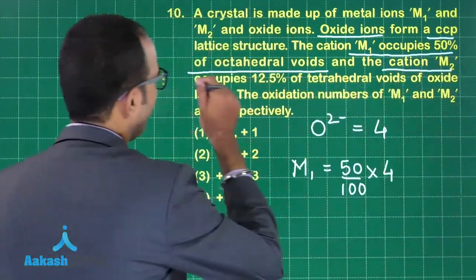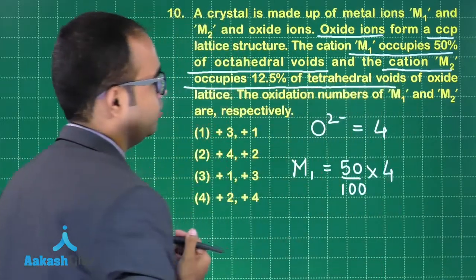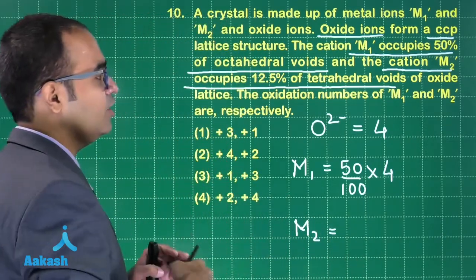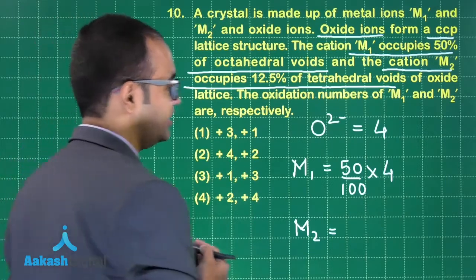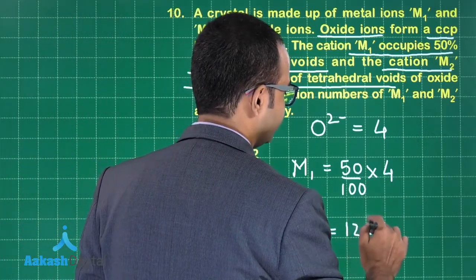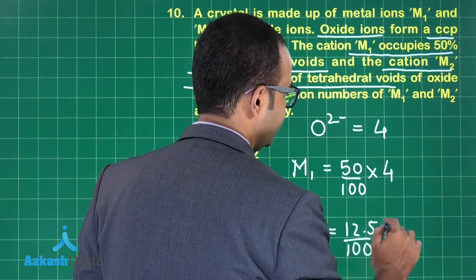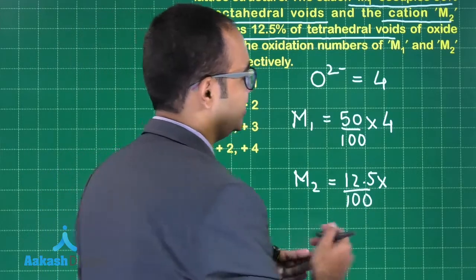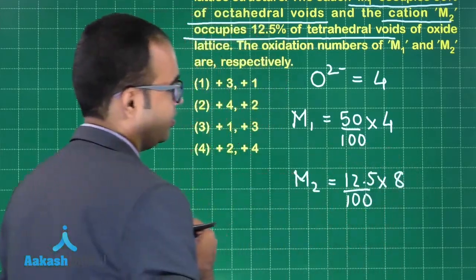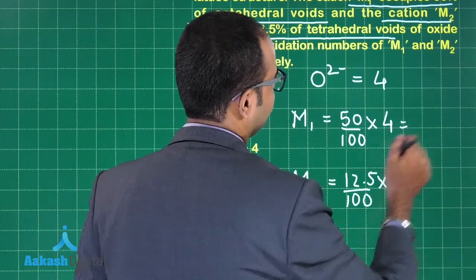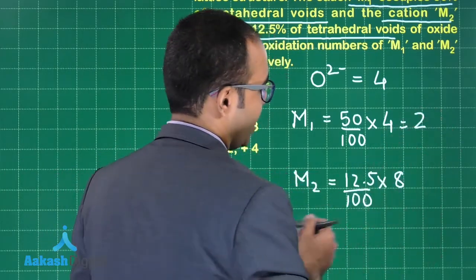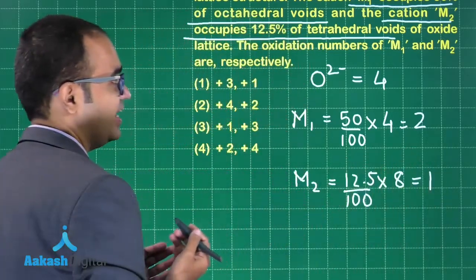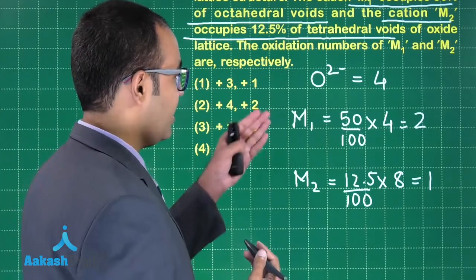What will be M2? Cation M2 occupies 12.5% of the tetrahedral voids. So how many tetrahedral voids do I have? Tetrahedral voids are 2 times the number of anions. So 12.5 upon 100 multiplied by the number of tetrahedral voids, that is 8. Okay, so M1 is how much? This is 2. And what about M2? This is 1.